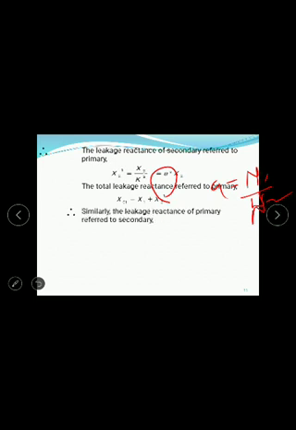Similarly, the leakage reactance of the primary referred to secondary: X1 dash is equal to X1 into K square. The total leakage reactance referred to secondary is X02, which is equal to X2 plus X1 dash.